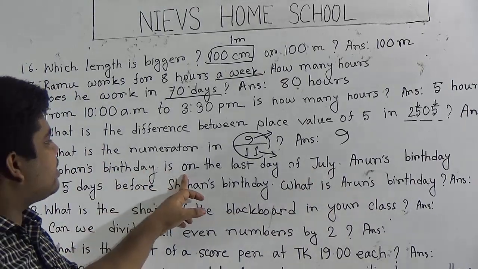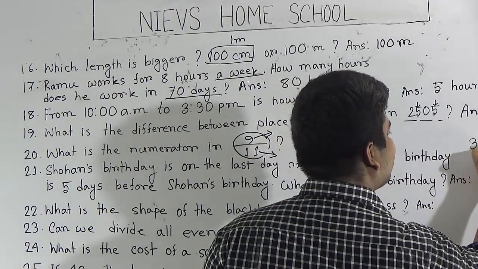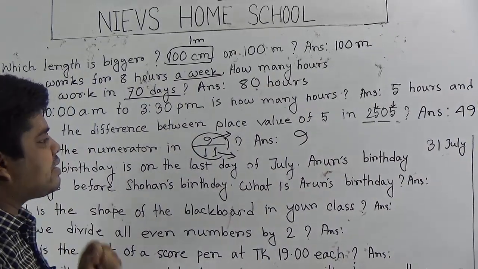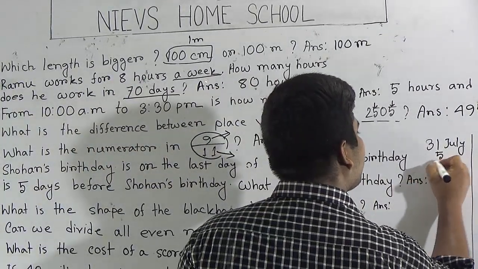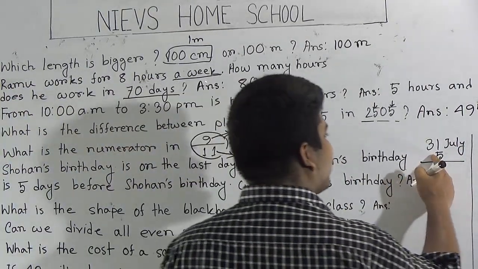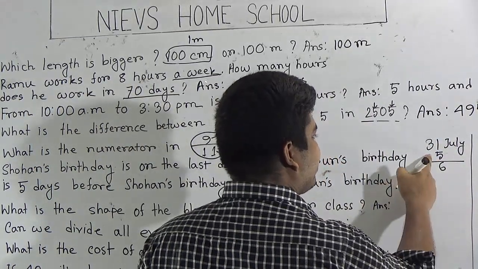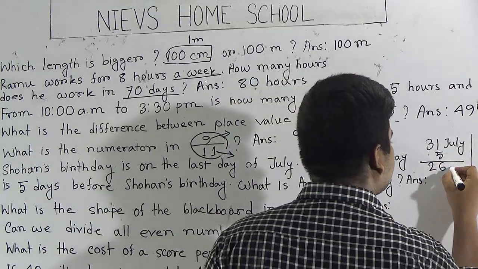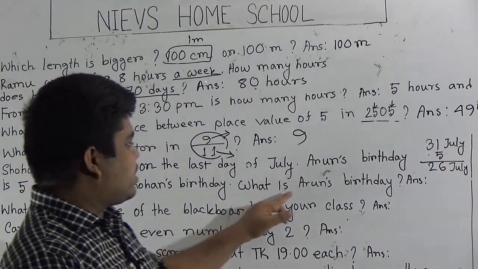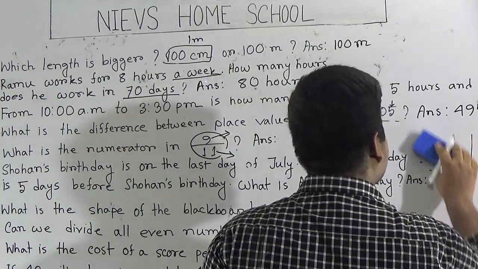So Shuhan's birthday is on the last day of July. That means Shuhan's birthday is 31 July. Orun's birthday is 5 days before. Now we subtract 5 from 31 and we get Orun's birthday. 5 from 11 we get 6, and the 1 is added with this number and it will be 1. 1 from 3 it will be 2, so 26. So we can give the answer. What is Orun's birthday? Orun's birthday is 26 July.